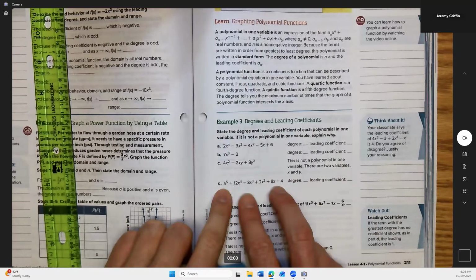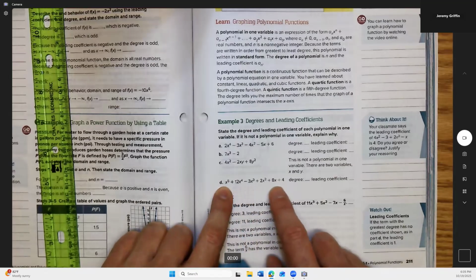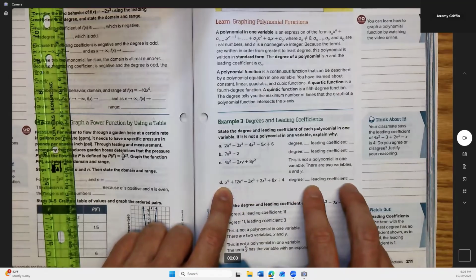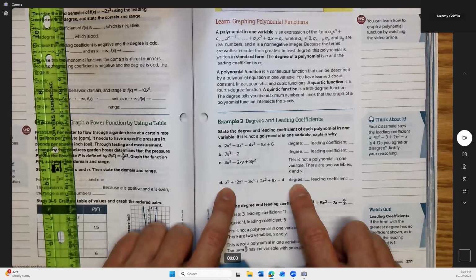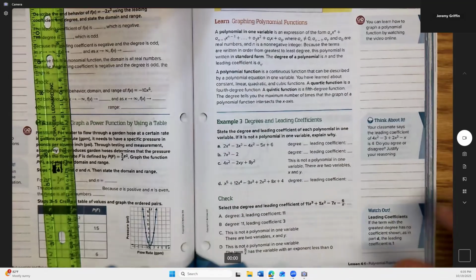Now this next one, I only see x's here. x to the 5 plus 12x to the 4 minus blah, blah, blah, all the way down to plus 4. We don't even need to know all this stuff to answer this question. This is degree 5, because x to the 5 is the greatest power, and the leading coefficient is 1. That's all. Not too bad, right?